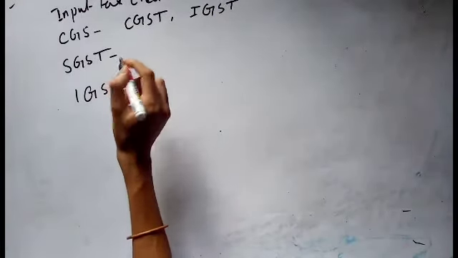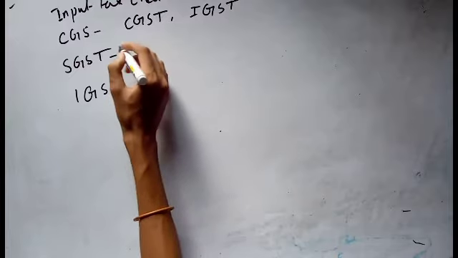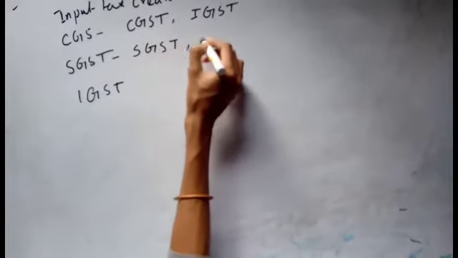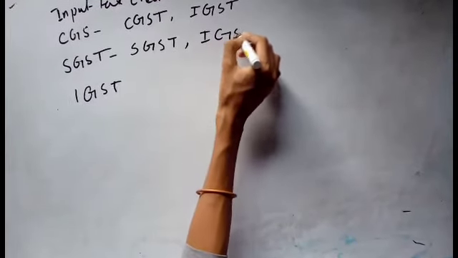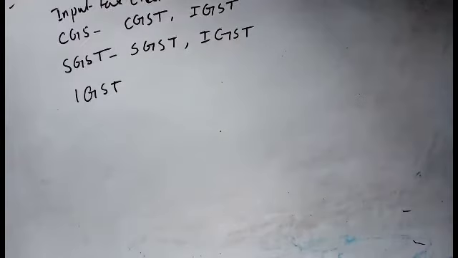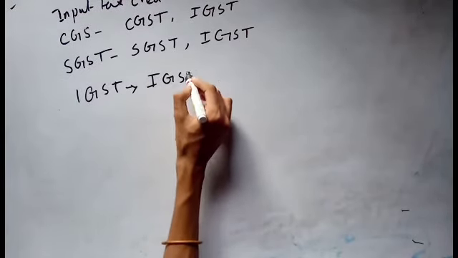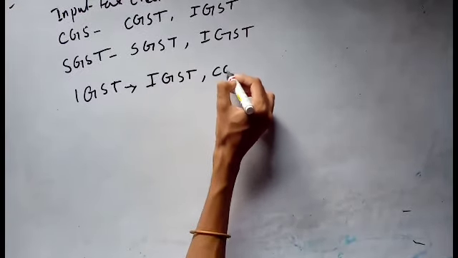For SGST, the input tax will be paid first to SGST, then IGST. For IGST, we first have to pay IGST, then CGST and then SGST. So this is the explanation.